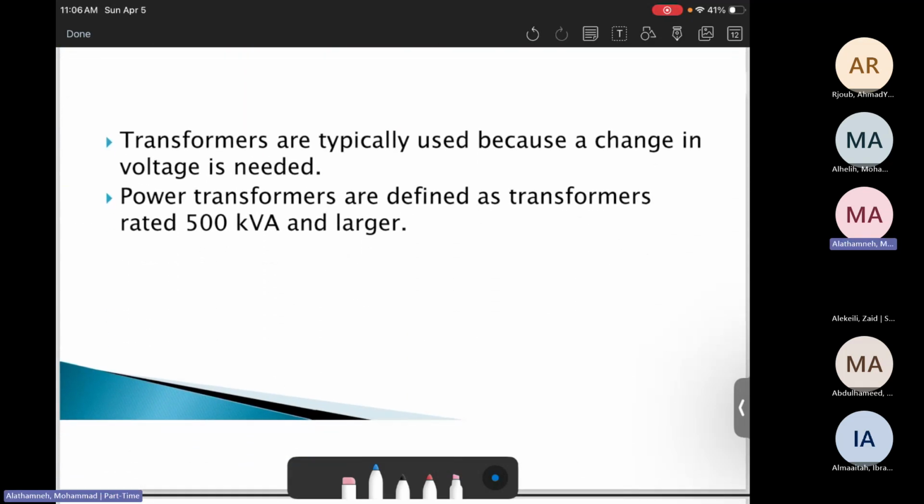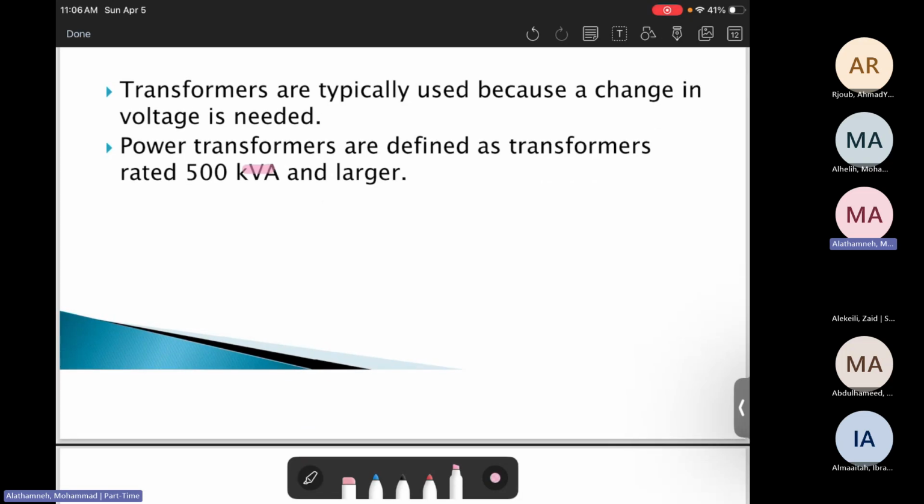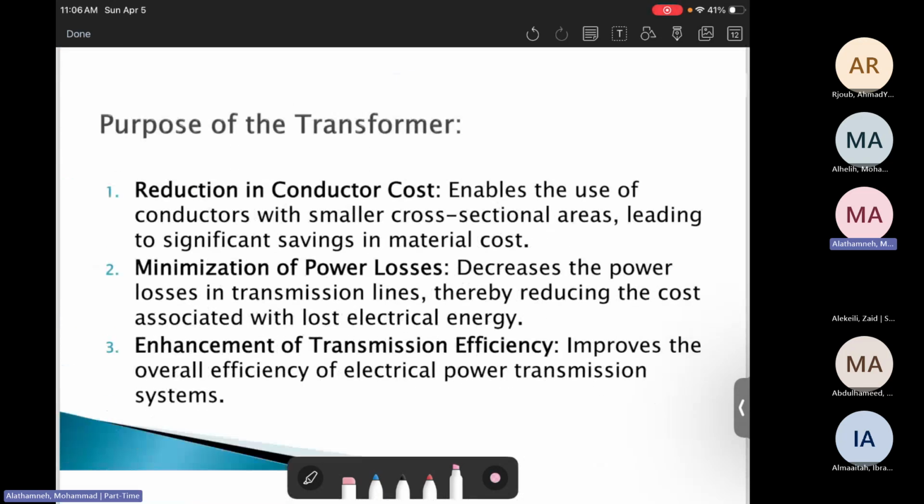Transformers are typically used because there is a change in voltage, which is either step up or step down. GSU, which is generator step-up transformer, and there's a power transformer for step down. The power transformers are defined as having ratings of 500 kilovolt-amperes and larger. That's how we define it.